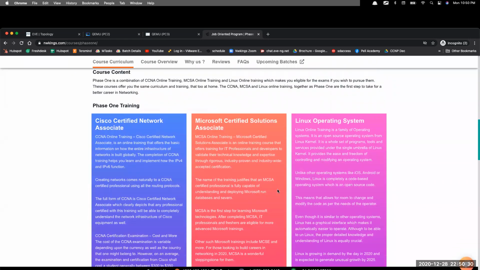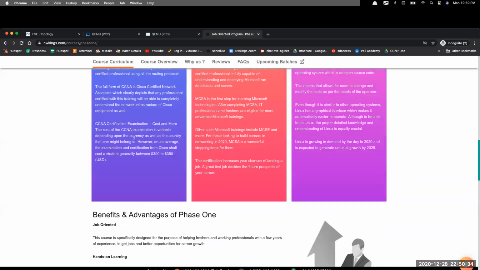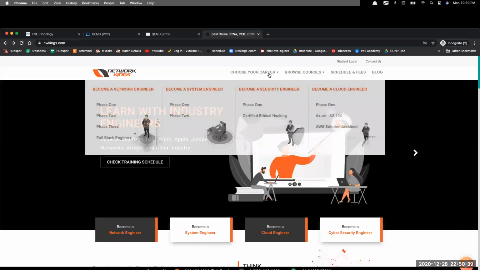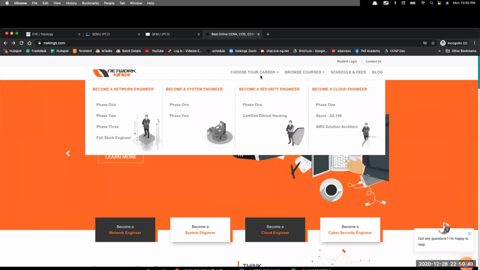These courses are actually designed by engineers. We are a company where all our instructors are working professionals. The person taking MCSA or the person taking Linux is actually working as a Linux administrator or system engineer.